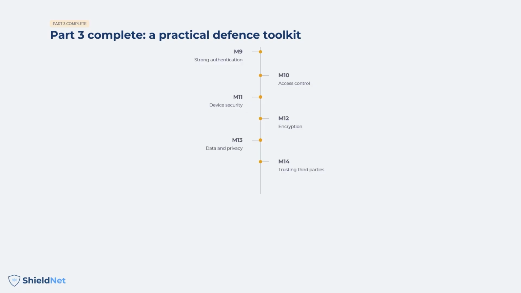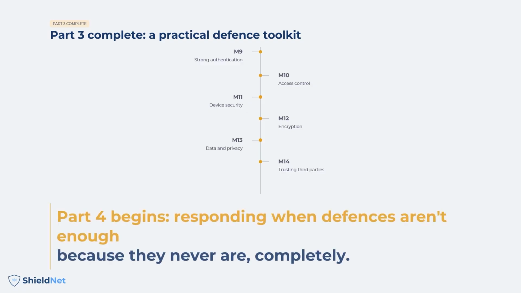This is Part 3 complete. The 6 modules in this part have given you a practical toolkit: authentication, access control, device security, encryption, privacy, and third-party trust. The defenses that matter most, applied correctly. Part 4 shifts to what happens when those defenses are not enough, because they sometimes are not, and how you respond well when things go wrong.